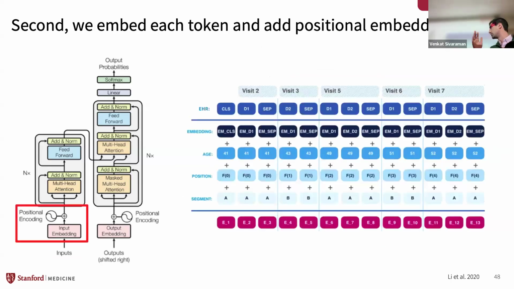Cool. Good question. So, okay, great. So we tokenize our input. Now we need to generate embeddings. This is pretty straightforward.